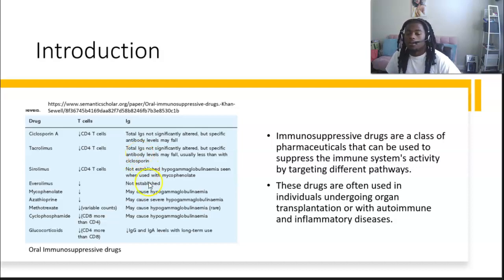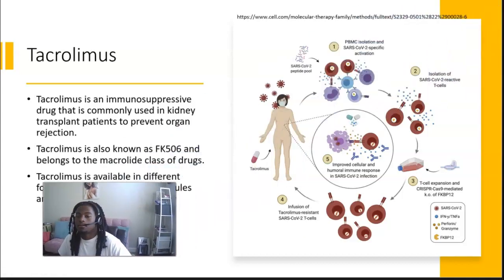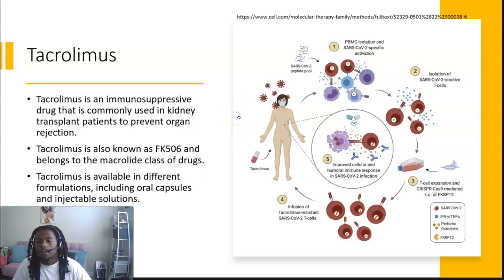So the next thing I want to get into is the immunosuppressant drug that I chose, and that is tacrolimus. Tacrolimus is an immunosuppressive drug that is commonly used in kidney transplant patients to prevent organ rejection. Tacrolimus is also known as FK506, and it belongs to the macrolide class of drugs. Tacrolimus is available in different formulations, including oral capsules and injectable solutions.